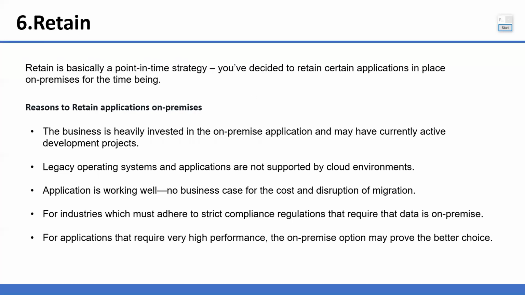The sixth strategy, the sixth R, is called retain. Retain is basically a point in time strategy. It means you decided that you are going to retain certain applications where they are. You are not going to move that application from on-premise to cloud, or you are not planning to enhance, optimize or modernize that application during the migration.